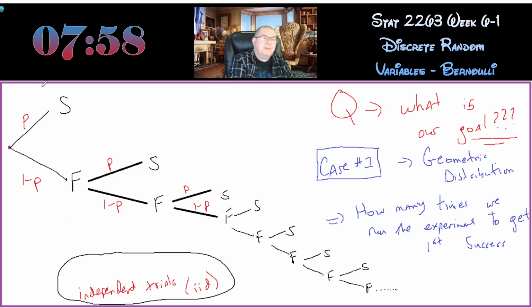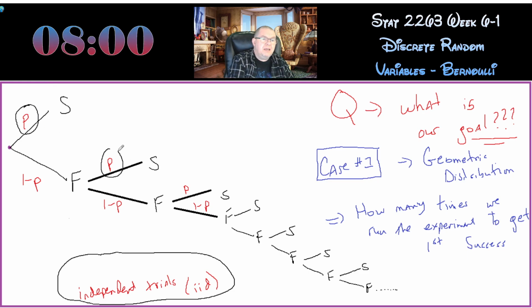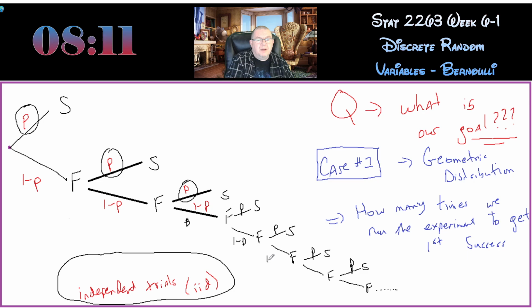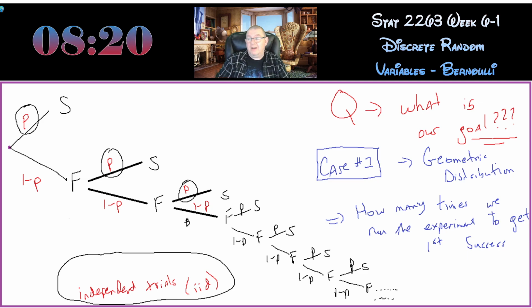So this just basically tells us that this is P, this is P, this is P, this would be P, this would be P, this would be P. And because these are 1 minus P's, that one's already there. But here, 1 minus P, 1 minus P, 1 minus P, 1 minus P, and so forth. So we have this idea of a geometric distribution.